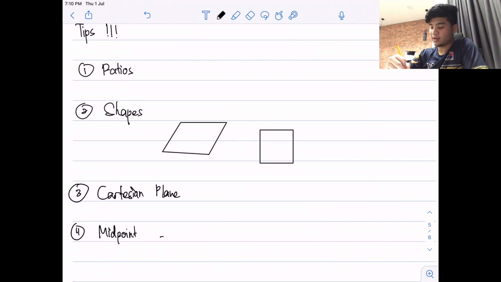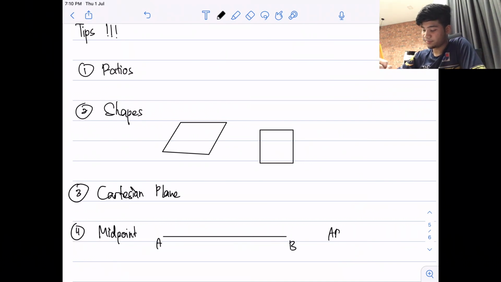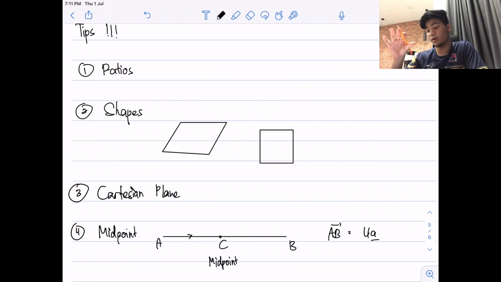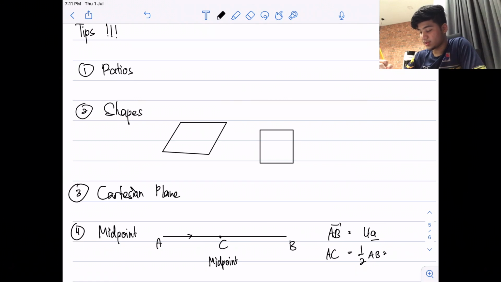Yes. So basically, let's say they give you A and B. And let's say vector AB is equal to 4A, right? So let's say that there's a point C, and they say C is the midpoint. And then they ask you, what is vector AC? Basically, since we know that C is the midpoint, vector AC is half of AB, which is the same thing as 2A. Alright, so that's another one that you have to remember.